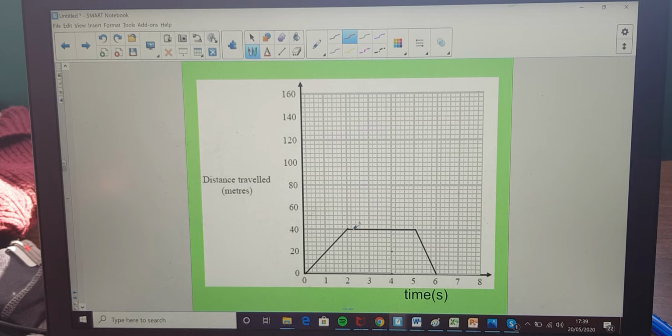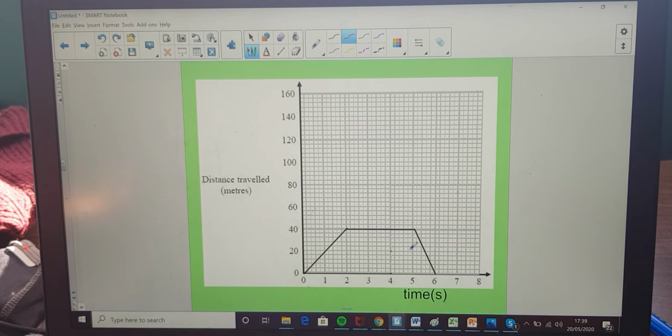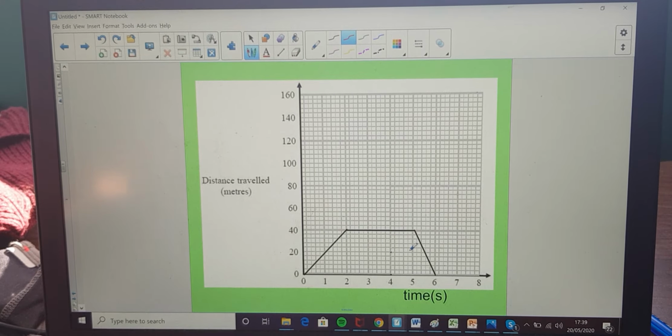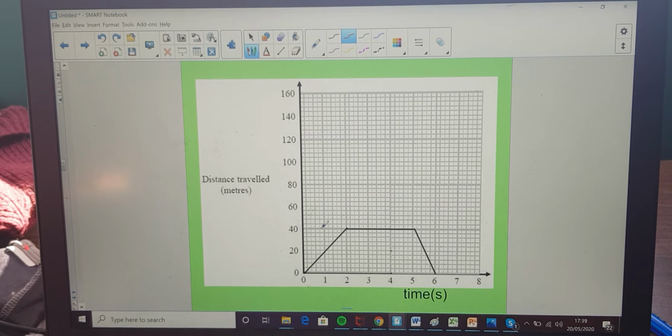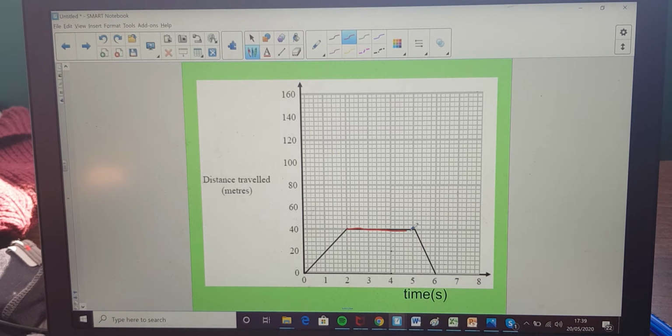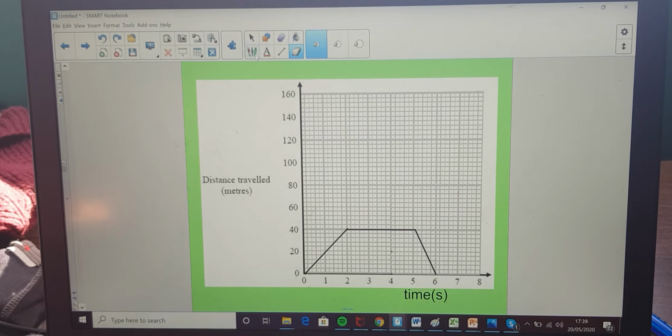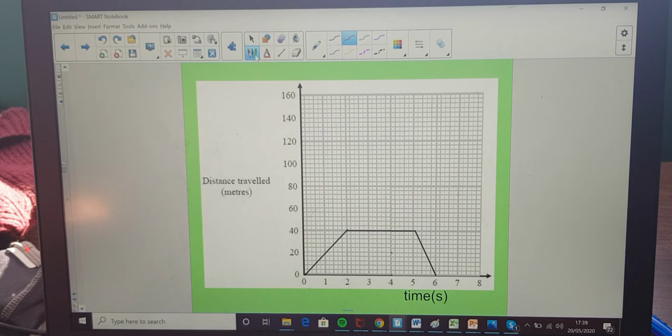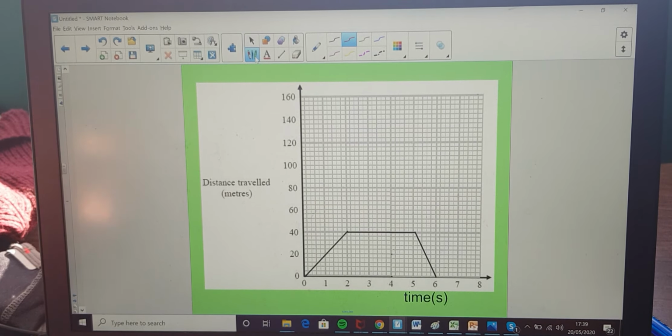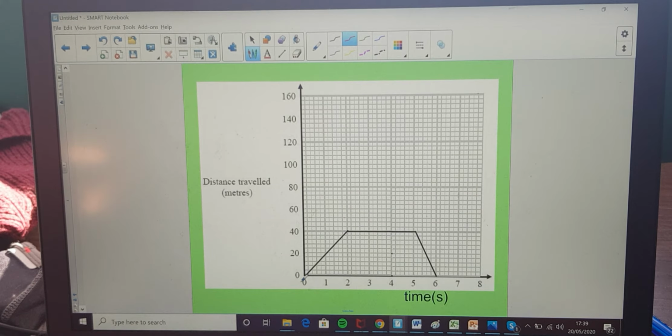Now, hopefully we can see, what's the furthest distance might be one of the questions. The furthest distance away from home, we can just see that the furthest distance is 40 meters. For how long did this person rest for? Well, they went between 2 and 5, so they rested for 3 seconds. Did this person move with a greater speed for the journey going out or the journey returning home?